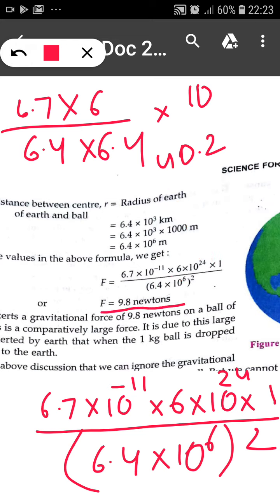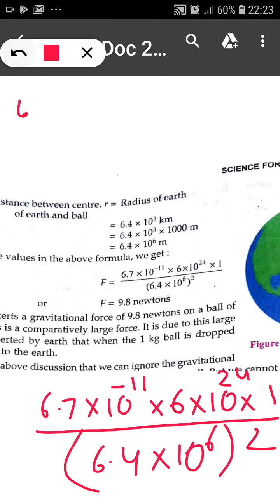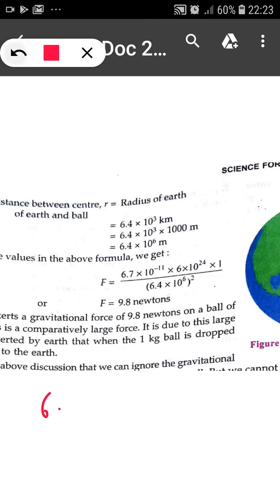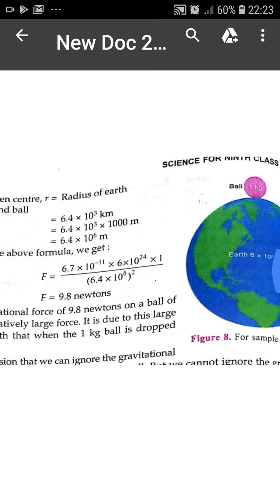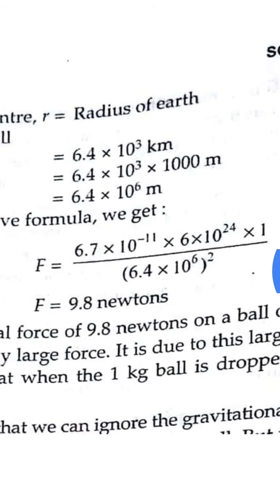So here you can see F is equal to 9.8 newtons, which means that the earth exerts a gravitational force of 9.8 newtons on that object, that is the ball. For the object, the 1 kg ball, whenever it is dropped or moved vertically upward, it will come towards the center of the earth, that is, gravitation will be acting on that object. So the force on the ball will be 9.8 newtons, which is comparatively a large force. Whenever a body of 1 kg mass is on the earth's surface, the force acting on it will be 9.8 newtons. Got it? So just see the next problem.